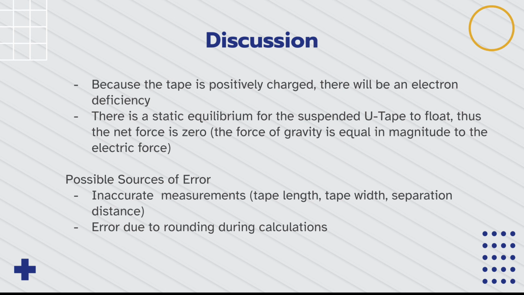Additionally, it is important to note that there are possible sources of error, such as incorrect calculations when it comes to measuring the tape, such as its length, width, and the separation distance. Additionally, errors in rounding when we were doing the calculations could have resulted in errors as well.